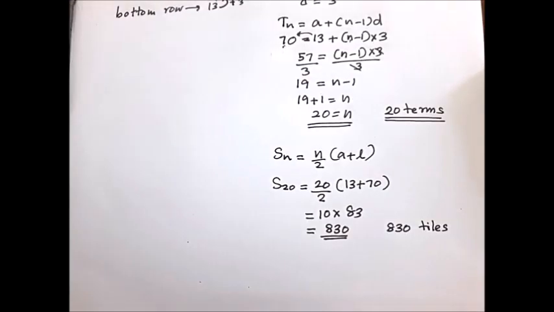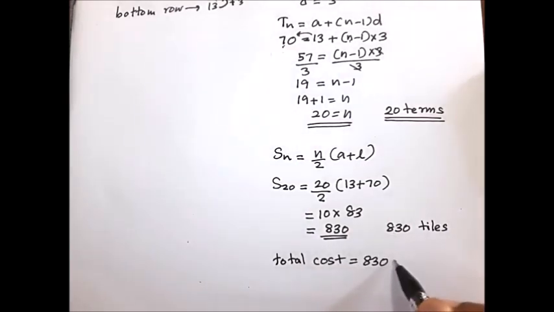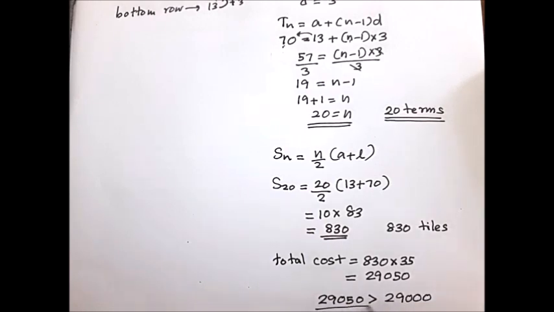in this roof. Cost for one tile is 35 rupees. So find the total cost. There are 830 tiles and the cost for one tile is 35 rupees. 830 multiplied by 35 is 29,050 rupees. The question says, show that the total cost is more than 29,000. So write 29,050 is more than 29,000 rupees. This is the answer for the 7th question.